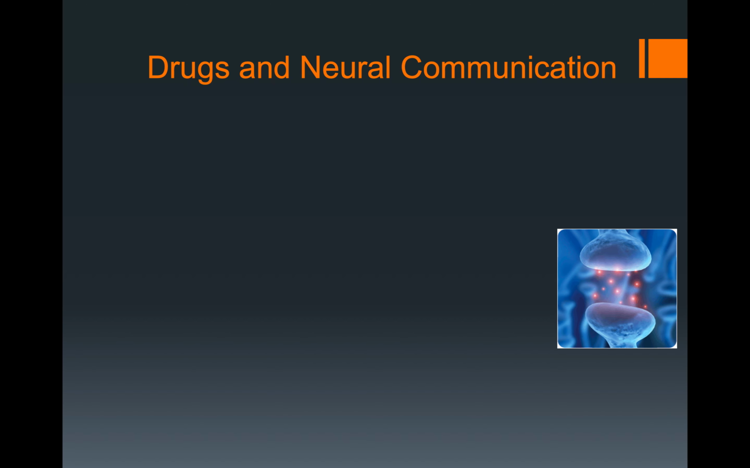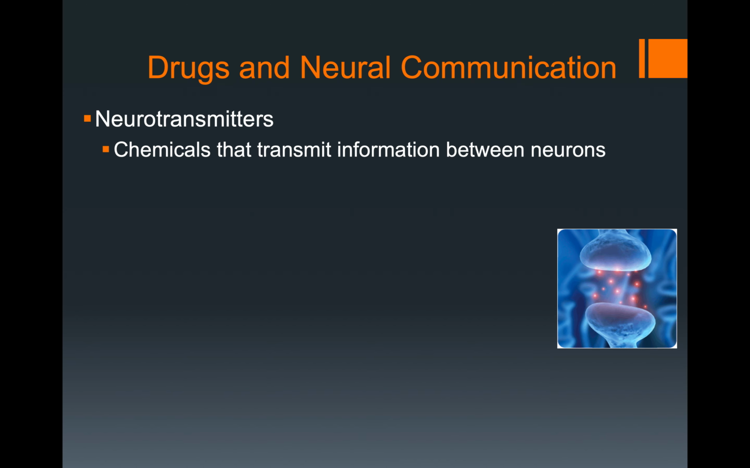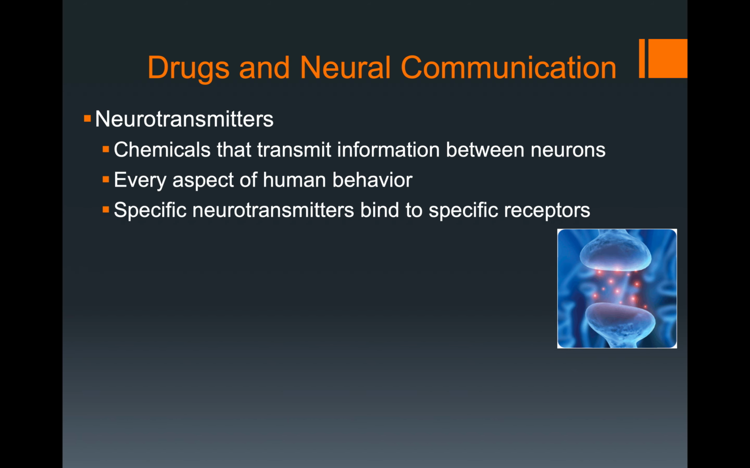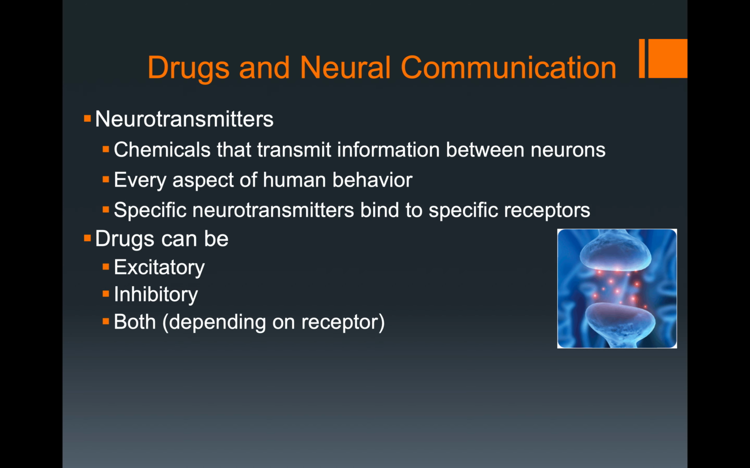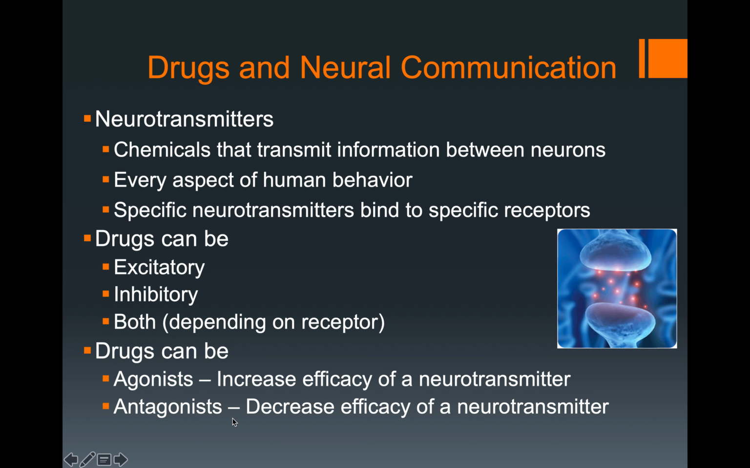So, why are we talking about all this in a course about psychoactive drugs and behavior? Coming back to neurotransmitters now. These are chemicals that are going to transmit information between neurons, and they're involved in every aspect of human behavior. Specific neurotransmitters bind to specific receptors. Again, dopamine binds to dopamine receptors. Norepinephrine binds to norepinephrine receptors. This is an important concept here now, how drugs can affect this. They can be excitatory, meaning they can increase the likelihood a neuron will fire, or inhibitory, meaning they decrease the likelihood a neuron will fire, or they can be both, and it may depend on what receptor they are binding to. This is extremely important now. You really need to learn and understand this, because this is kind of a basic tenet of understanding how drugs influence behavior.